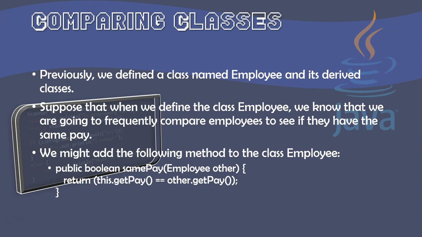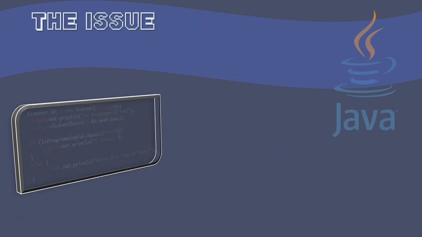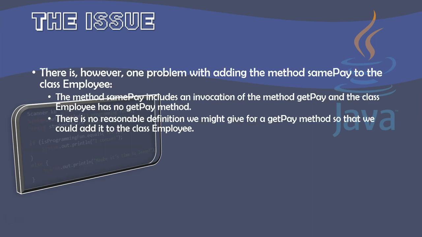If it's a boolean method, it's going to return true or false. If it's true, they have the same pay. If it's false, they don't. And this seems pretty simple enough. However, there is a small issue. If we look at the method samePay as it's currently written, it includes an invocation of the method getPay, and the class Employee has no getPay method.